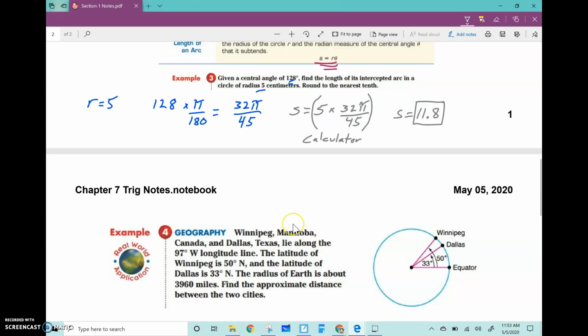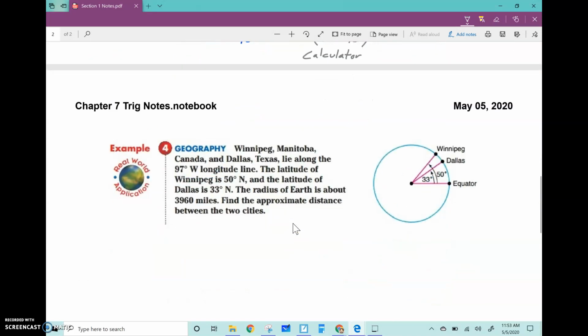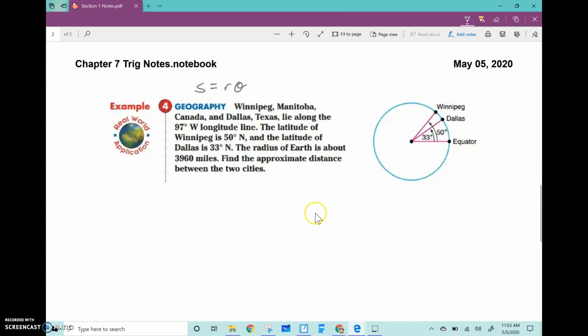Okay. Let's move to a real world example using S equals R times an angle. If we notice here, Winnipeg, Manitoba, Canada, and Dallas, Texas lie along the 97-degree west longitude line. The latitude of Winnipeg is 50 degrees north, and the latitude of Dallas is 33 degrees north. The radius of Earth is about 3960, so there's my R right there. Find the approximate distance between the two cities.